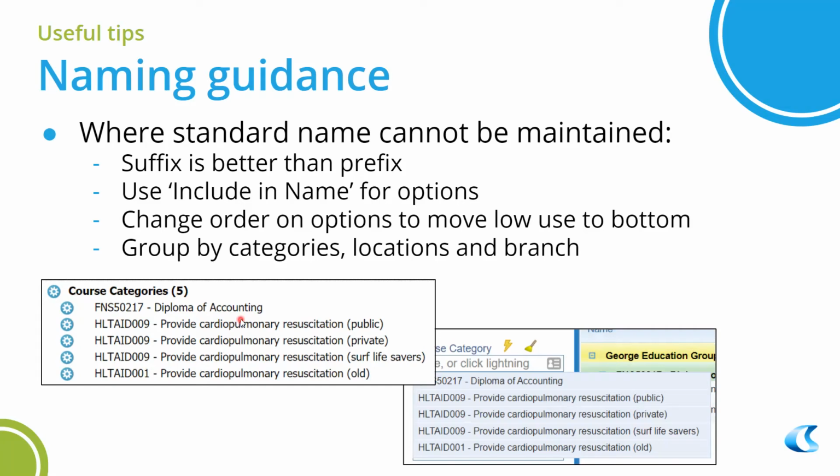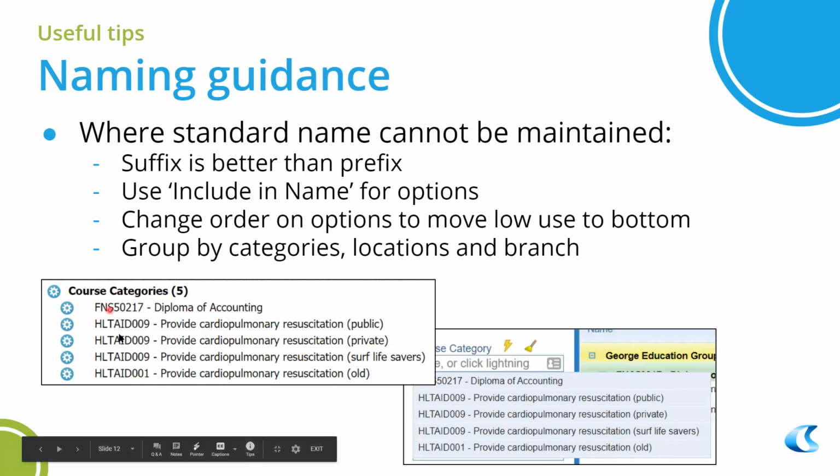Now you can use something called include in name for options, which we talked about yesterday. And that's a really useful way of being able to distinguish between groups of these items, particularly if they're created in the options area. And changing the order on the options, you can basically change them around. So you can move them in here. So if you move this item up to the top, in here it would appear at the top. So it's a great way of keeping things arranged as well.